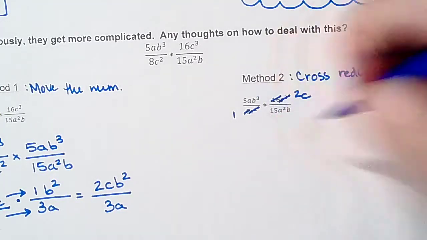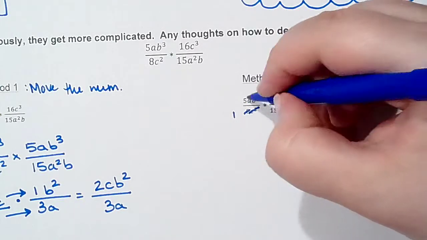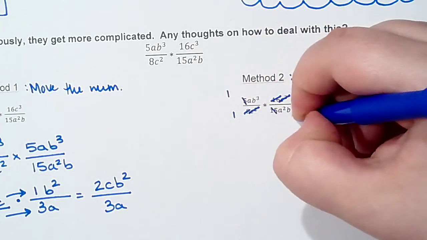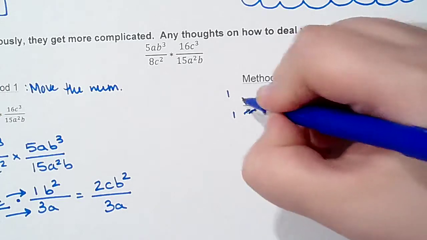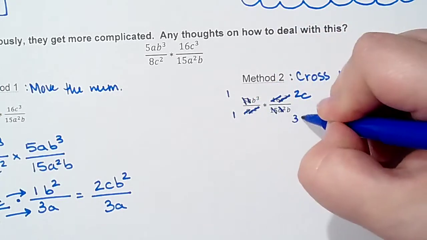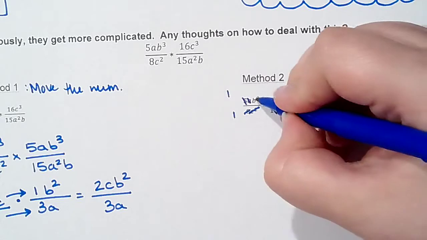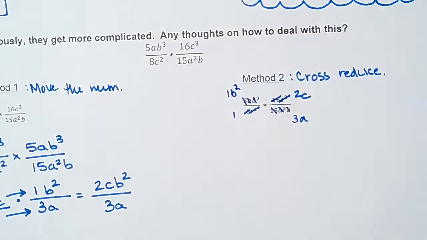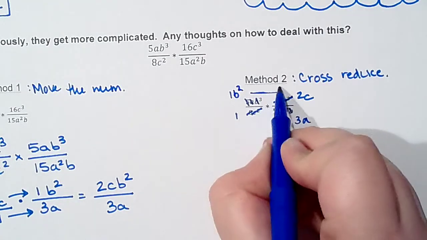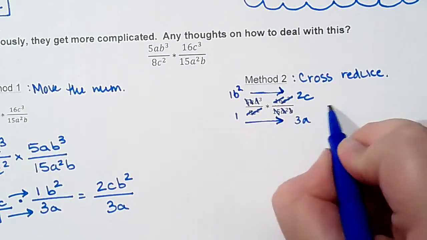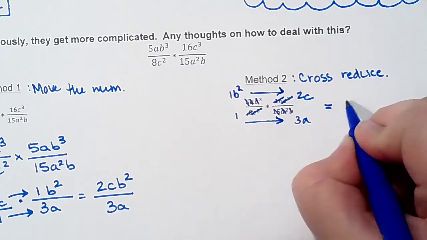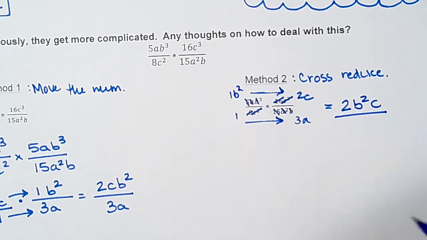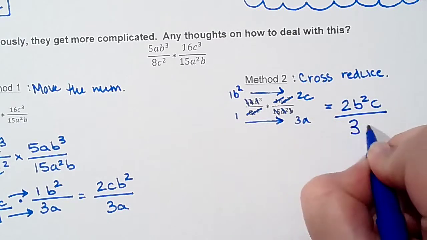Now I'm going to go the other way. 5 over 15 reduces to 1 over 3. A over a squared. I lose an a up here. I'm left with 1 down here. B cubed over b. I'm left with 2 b's up here. Now we multiply across just like we did before. B squared times 2c is the same thing as 2b squared c. Over 1 times 3a is 3a.